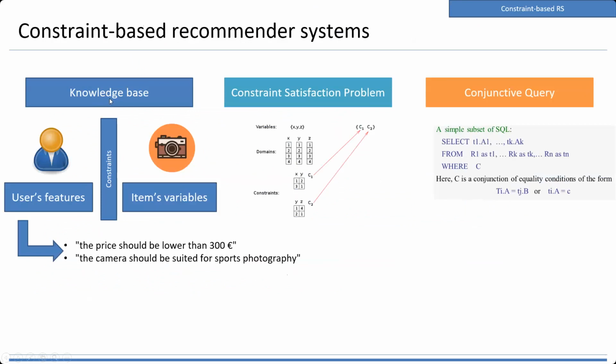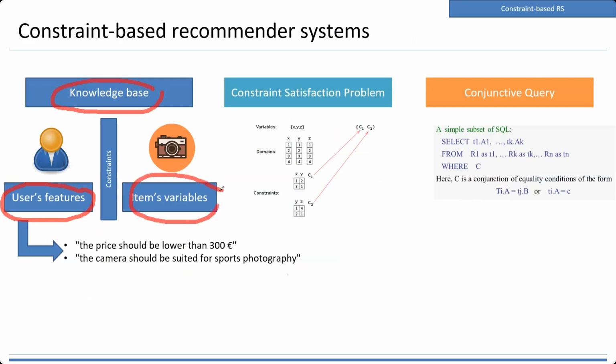So in the constraint-based recommender system, there are at least three things that we can learn. The first is the knowledge base. In the knowledge base, we will have the user features. The user features means user profiles. For example, what is his gender? How old is she? Where does he live? And anything about the profile of users: job, education, family, etc.